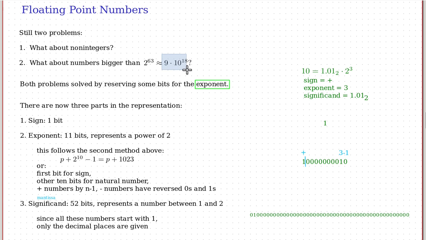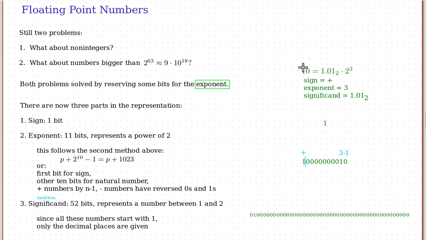So recall scientific notation, I actually used it here: 9 times 10 to the 18th. In base 10, scientific notation works by taking a number from 1 to 10 and multiplying it by a power of 10. So any number can be represented this way, by some number from 1 to 10 times a power of 10. In the computer, we'll do it in a similar way. We'll represent numbers using scientific notation, except, of course, everything is base 2, so we will pick a number that's between 1 and 2 times a power of 2.